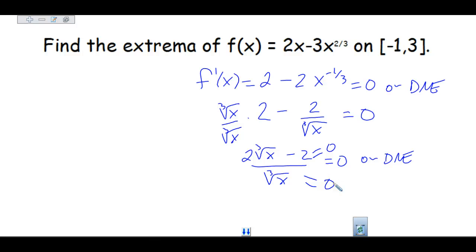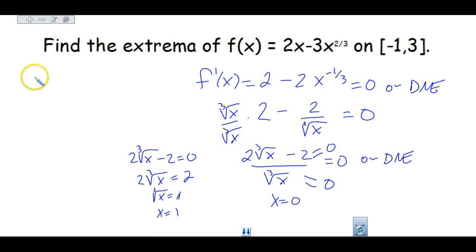Okay, so just on a side note, we'll take our numerator and set that equal to 0. So we bring the 2 to the other side, divide both sides by 2, cube both sides, and I end up getting a critical number of 1. Where's the denominator equal to 0? Well, the cube root of x is equal to 0 when x is equal to 0.